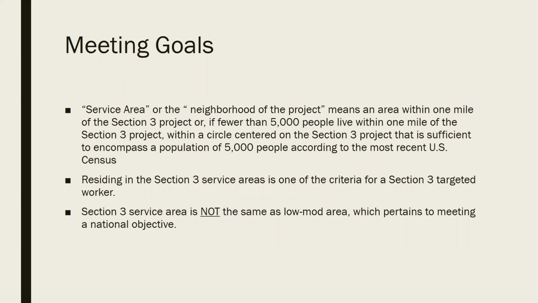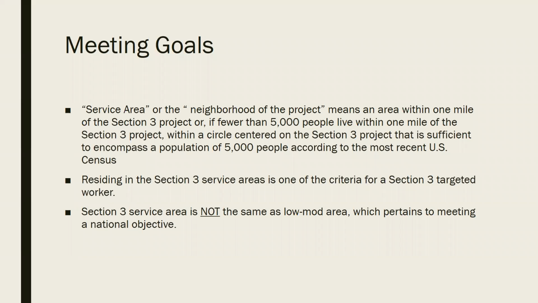So, meeting goals: you have to meet 2 goals when you do your contracts. 25% of your total labor hours should be obligated to Section 3 workers. Only 5% should be for targeted Section 3 workers.